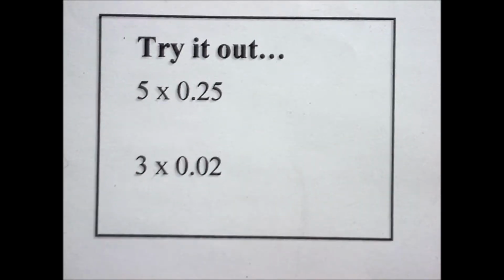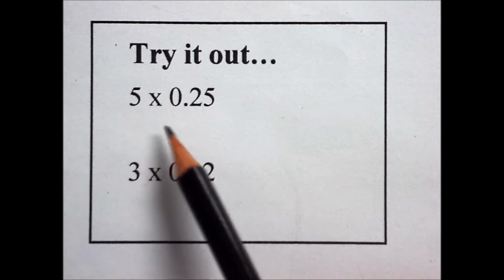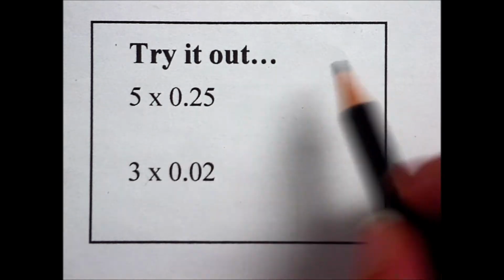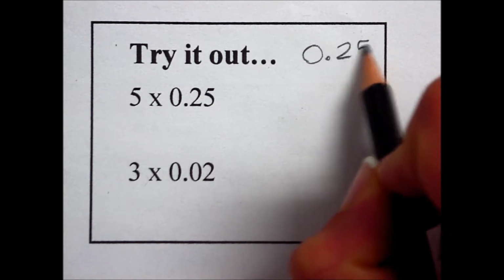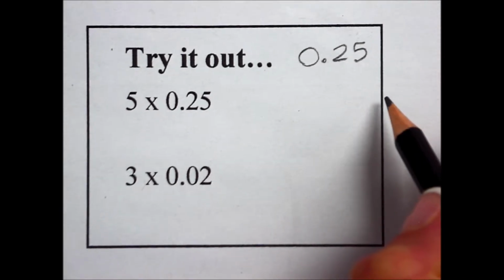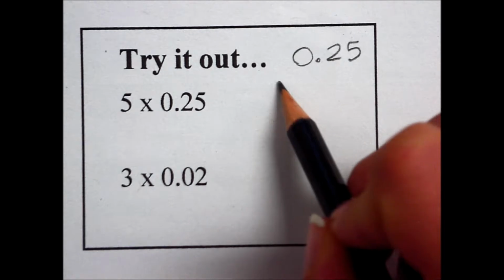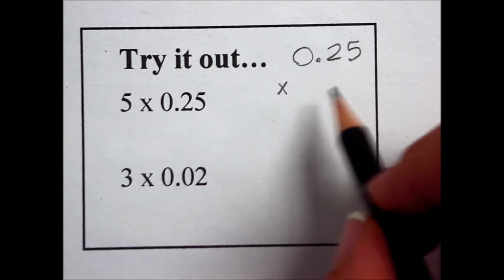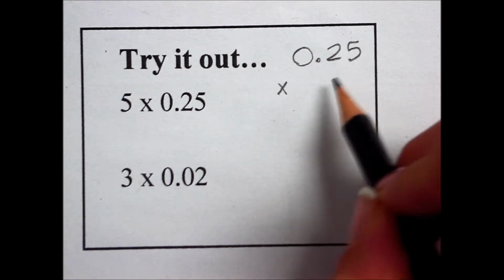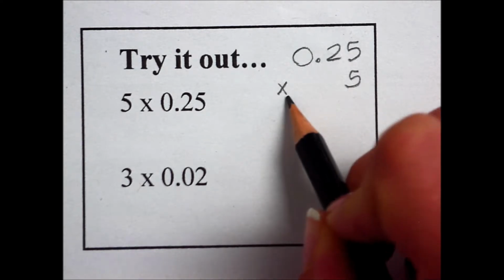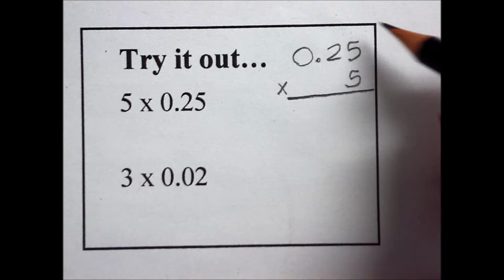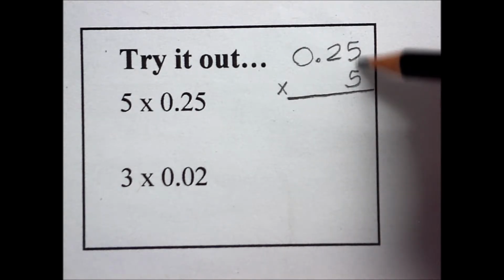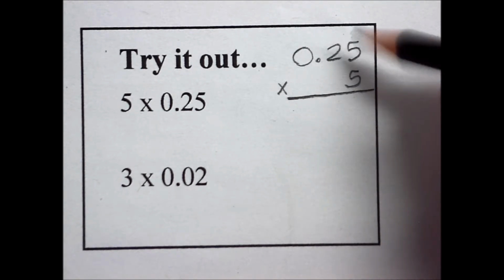Let's try it out. Our first problem is 5 times 25 hundredths. Now, when I rewrite this, I'm going to put 25 hundredths on the top. I think it's easier to put the number with more digits on the top, and with multiplication it doesn't matter which one comes first, so that's okay. Notice I lined up my digits.